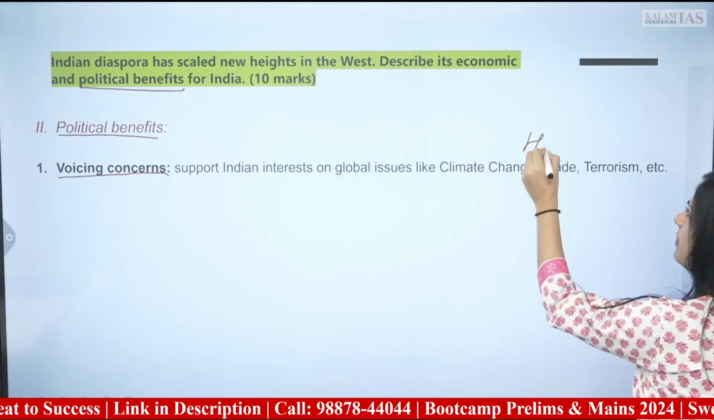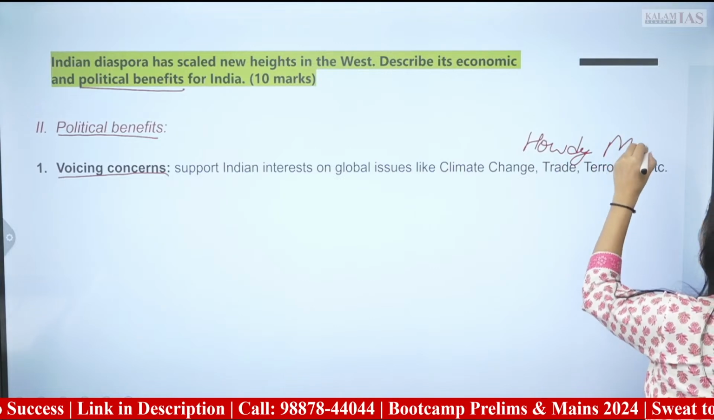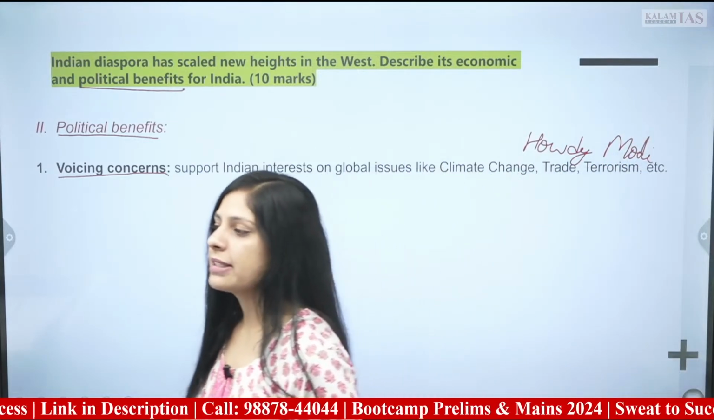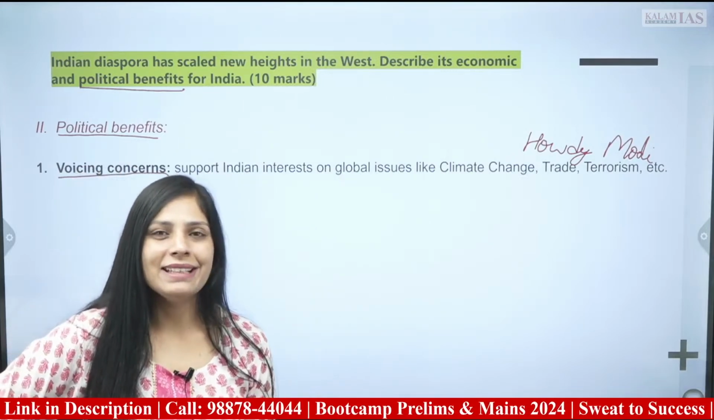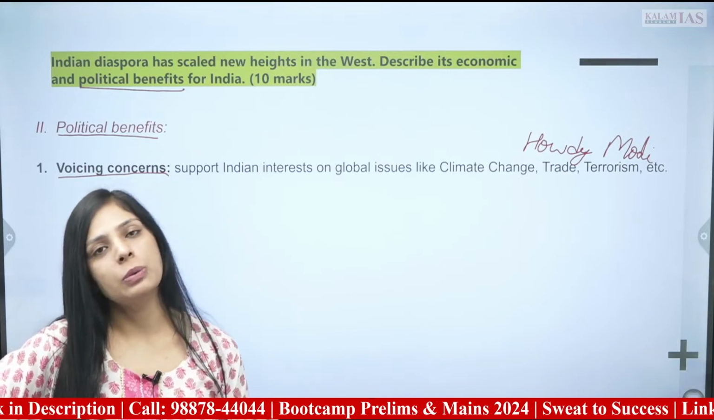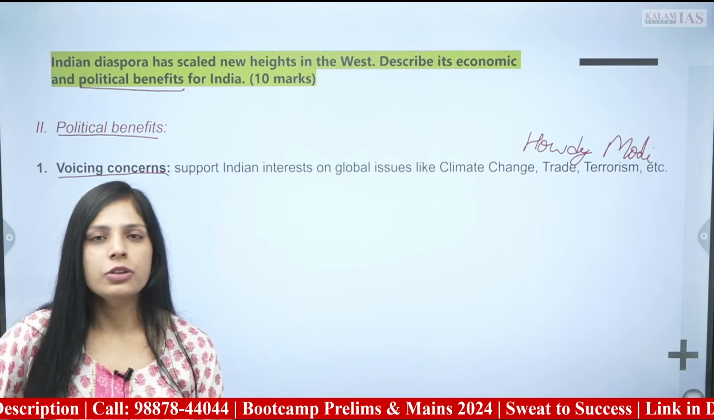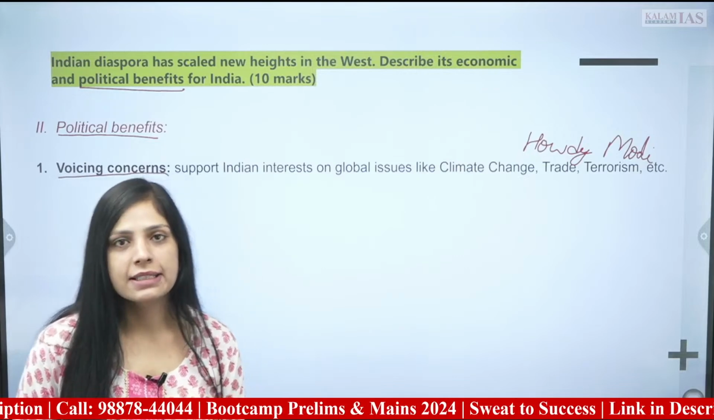Apart from it, some events are also organized, such as the Howdy Modi event. It was organized in America, and during that, our Prime Minister and his foreign counterpart, Mr. Donald Trump, signed agreements on joint collaboration for counter-terrorism, for example, in Afghanistan. So they actually provide support to India's interests, right?